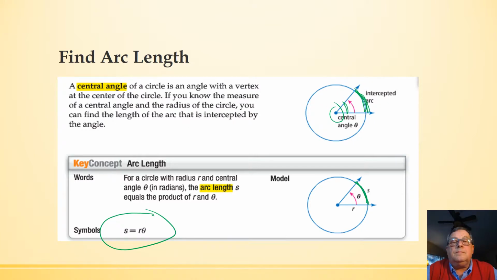So we're looking for the length of the arc that is intercepted by the angle when we have a central angle and the radius of a circle. So let's explore exactly what we're talking about here over on the next slide. We're going to find the arc length.